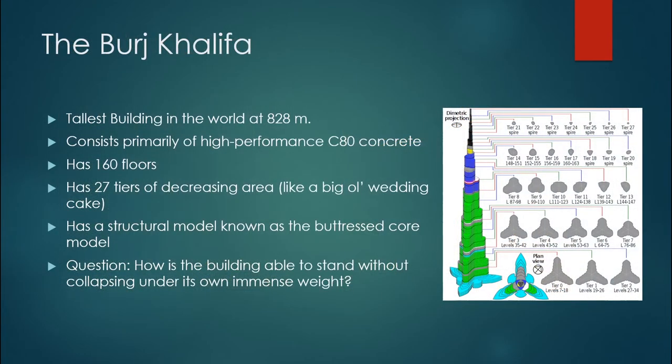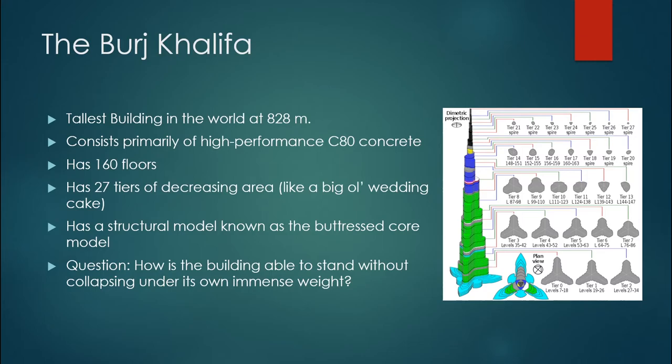The Burj Khalifa is really huge. It's the tallest building in the world and it stands at about 828 meters. And that is some grade A penny dropping height right there. But anyway, it's made primarily from a dense, high-performance concrete known as C80 and consists of about 160 floors and a spire, which is all broken up into 27 tiers like a big Arabian wedding cake, which you can see on the right.